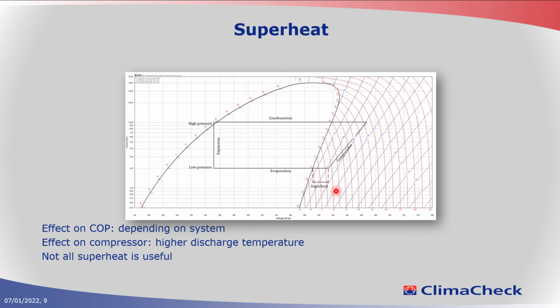In many systems, superheat is not useful. You have your evaporation or your cooling capacity. You take that out from the evaporator, but in many systems, most of the superheat is caused in the suction line between the evaporator and the compressor, and that is not useful. So in many systems, superheat is not useful. It will not give you any more cooling capacity.